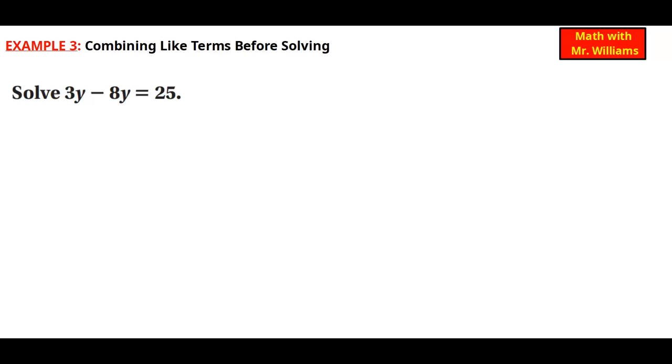Math with Mr. Williams, example 3, combining like terms before solving. Solve 3y minus 8y equals 25. So let's go ahead and write down our equation. Okay, so let's go ahead and draw our line of equality. And we see on the left-hand side we have two numbers with the variable y next to them. So those are like terms. So we're going to go ahead and combine those. So we have basically 3 minus 8, in which case will give us negative 5y equals 25.